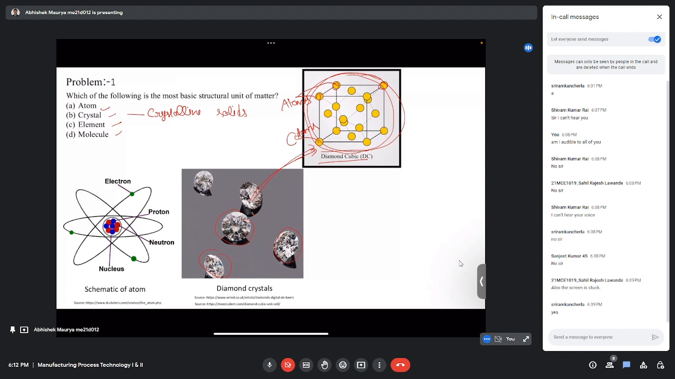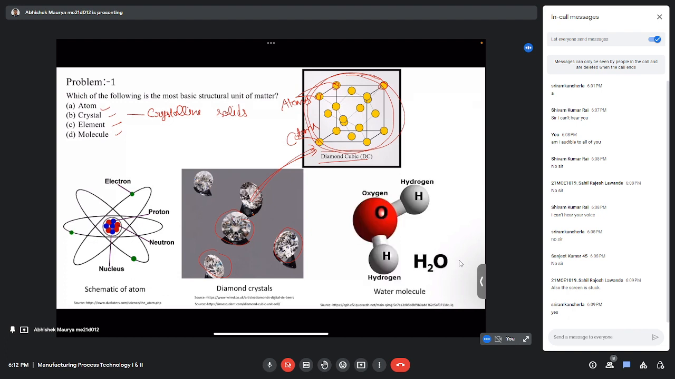What happens in the molecule? So molecule is also made up of atoms, but here it is a combination of two or more atoms. There is no restriction that the atoms should be of the same type. They can be of different types also. Like water, it is made up of hydrogen and oxygen. So this is the H2O molecule, the water molecule.